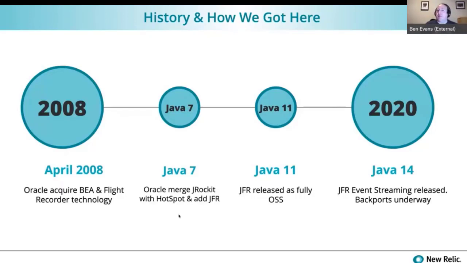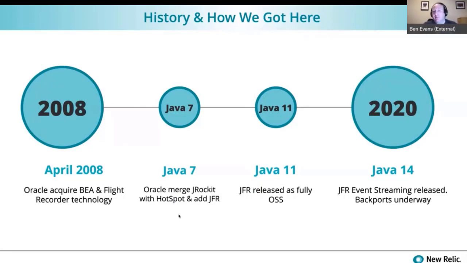Oracle went through several iterations of trying to persuade people to part with money for JFR and JMC, and that didn't go so well. So to cut a very long story short, Java 11, when it came out in 2018, was now fully released as open source. JFR was included as part of the open source Java 11.